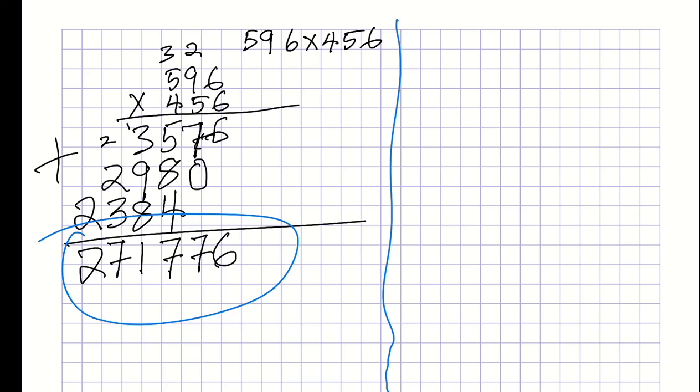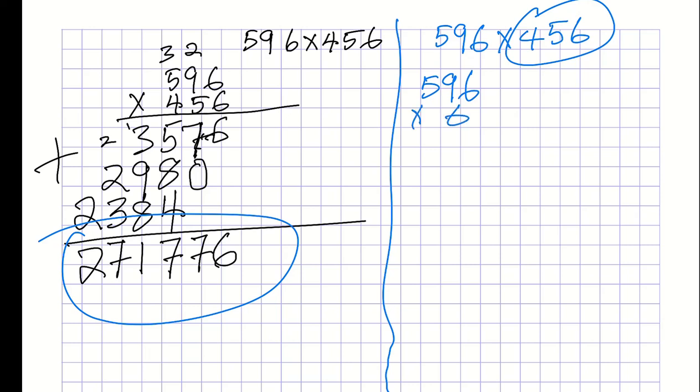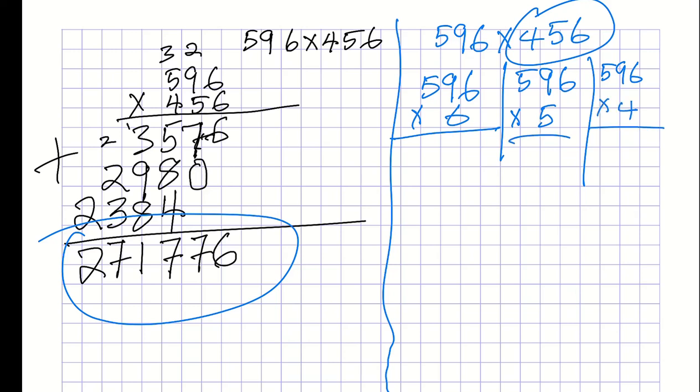So to multiply 596 by 456, I split this number up here. So I do 596 multiplied by 6. Then I do the same thing, 596 multiplied by 5. Then I do the same thing, 596 multiplied by 4. Right?